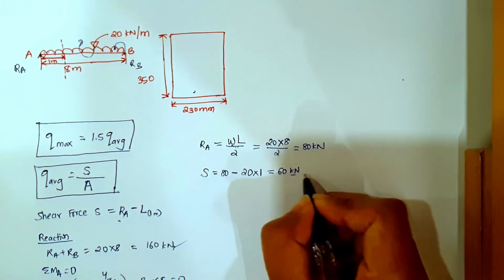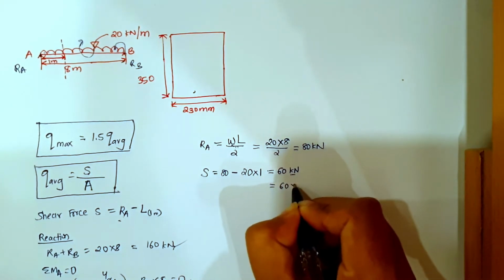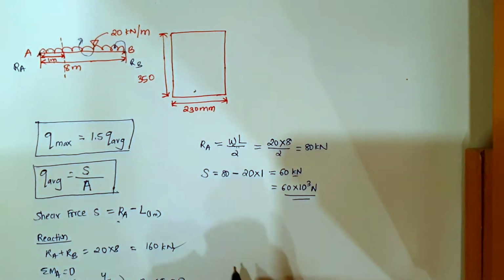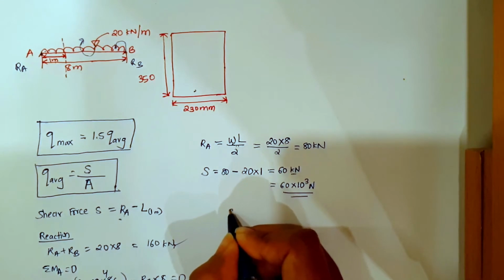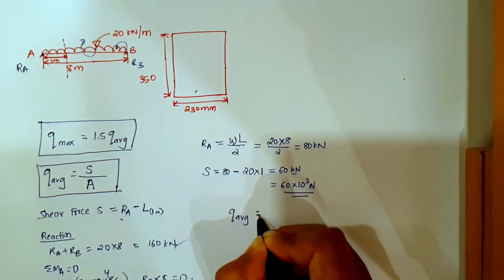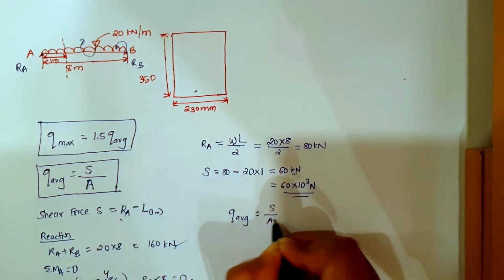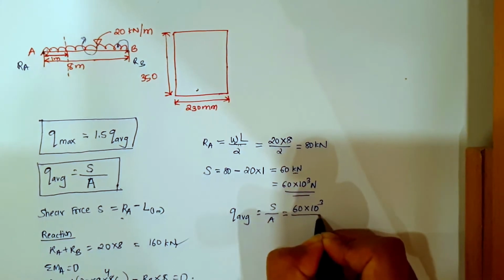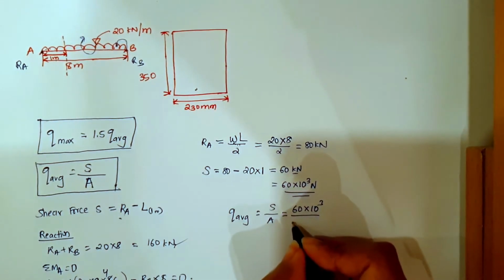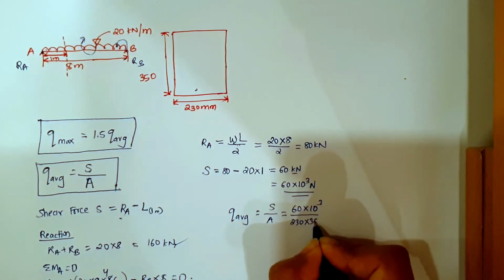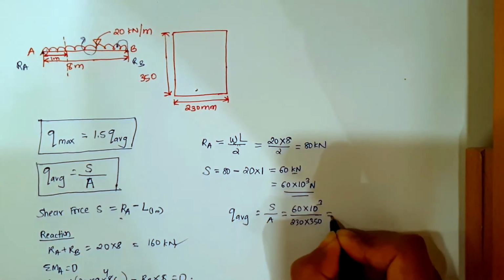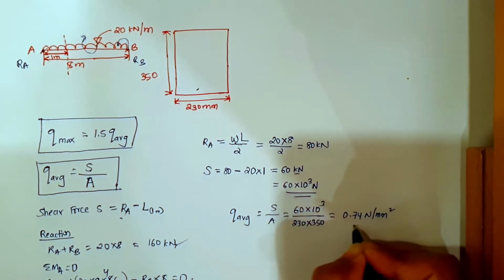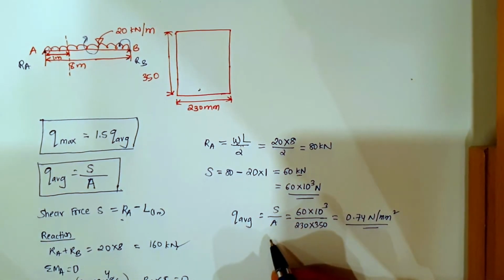Now if you want to convert this kilonewton to newton, it will be 60 into 10 raised to power 3 newton. So this is the shear force. Now we found the shear force. Now let's find Q average. Q average will be equal to S by A, shear force by area. So shear force is 60 into 10 raised to power 3 divided by area. Area will be 230 into 350. From here you get 0.74 Newton per mm square. This is the average shear stress.